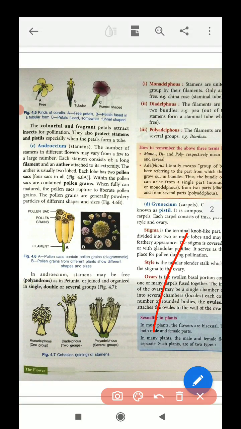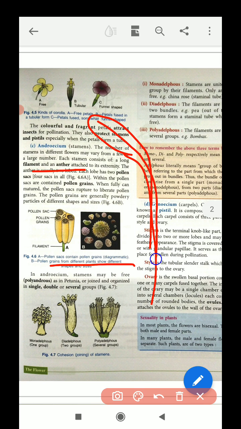If you see, the number of stamens in a flower may vary from a few to a large number, and each has a long filament and an anther. Above the anther and filament, there is a pollen sac that contains pollen grains. Students, you can see the structure of the upper portion like this.